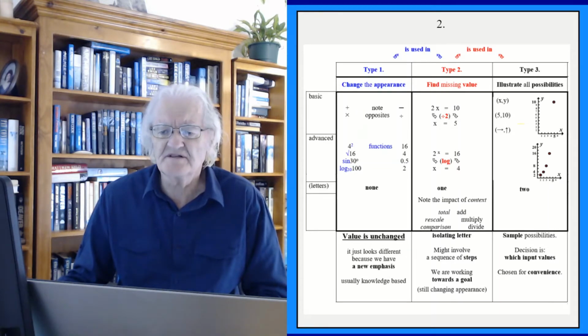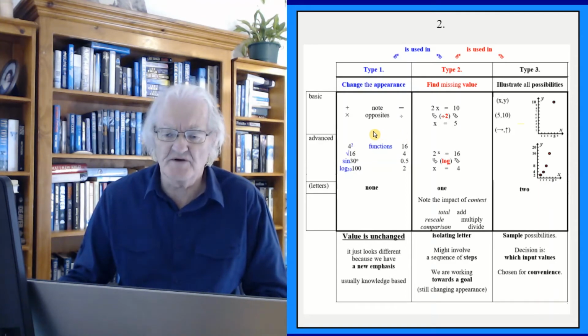The first is changing the appearance of something by using a standard process. Here, in the basic types, those standard processes are addition, subtraction, multiplication, and division. As it becomes more advanced, the process might be squaring or the square root. As you go through high school, you will find other processes that change a value.